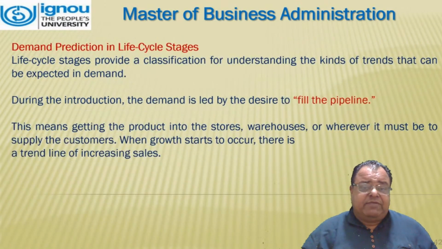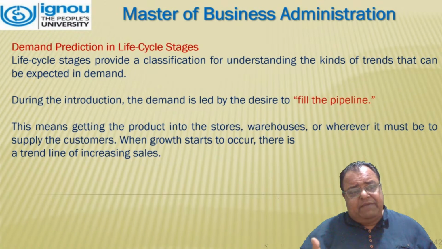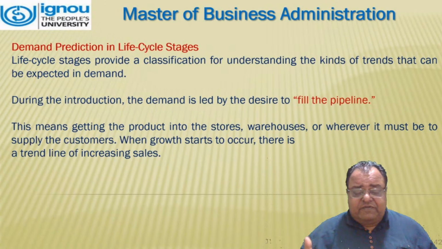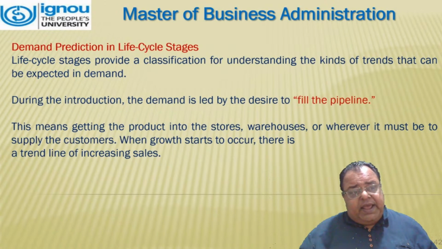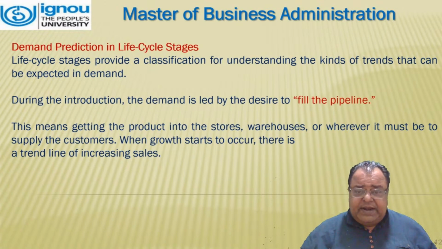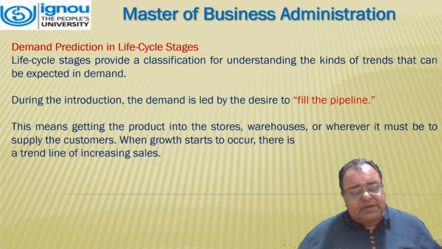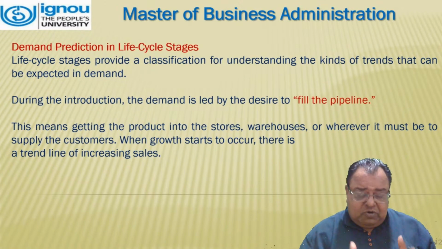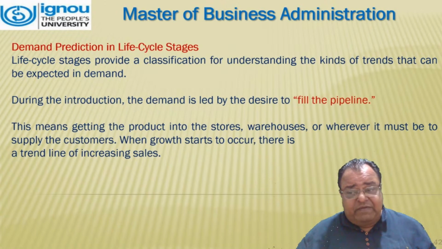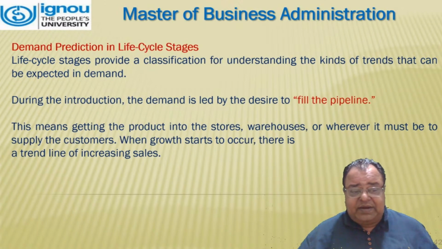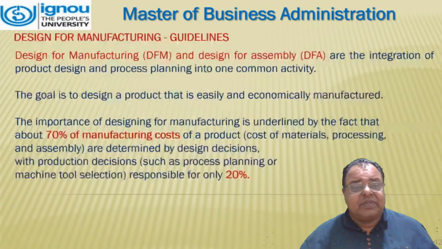Demand prediction in life cycle stages. Life cycle stages provide a classification for understanding the kinds of trends that can be expected in demand. During the introduction, the demand is led by the desire to fill the pipeline. This means getting the product into the stores, warehouses, or wherever it must be to supply their customers. When growth starts to occur, there is a trend line for increasing sales.